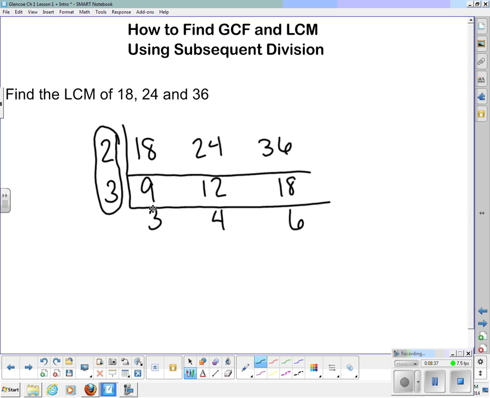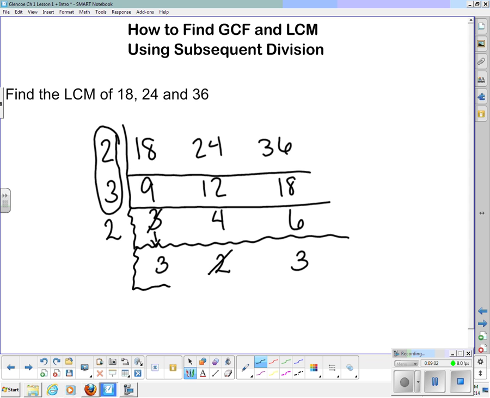So let's cross out that 3. I'm going to show you that that's the GCF. It's not going to change. And I'm going to pull the 3 down. 4 and 6 share the common factor what? 2. 4 divided by 2 is? 2. 6 divided by 2 is? 3. Again, 2 doesn't have anything in common with 3 and 3, but both 3's can be divided by?